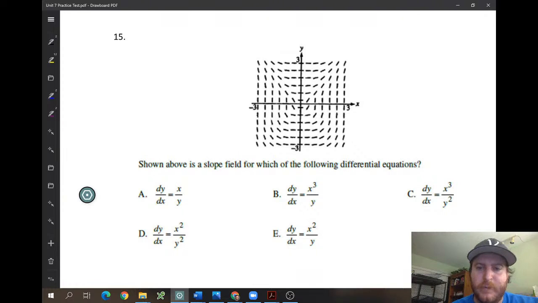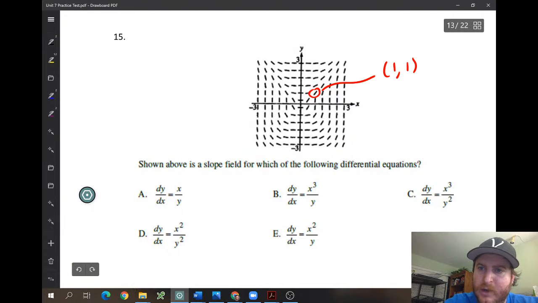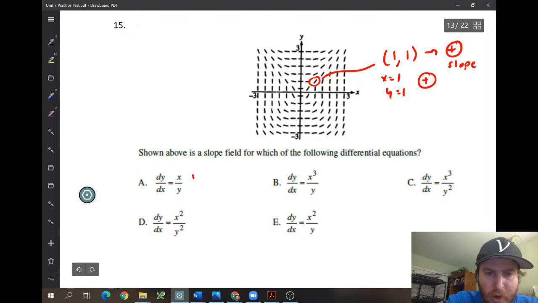Next one, we have another one of these slope field ones. And they say shown above is the slope field for which of the following differential equations. So again, I like to pick something to plug in. So maybe at 1, 1, it looks like it's something over here. If I plugged in 1, 1, I'm getting a positive slope. So I'm going to plug in x equals 1, y equals 1, and make sure that I get a positive answer. On choice A, 1 over 1 is positive. It's still in play. Choice B, 1 cubed over 1 is positive. It's still in play.